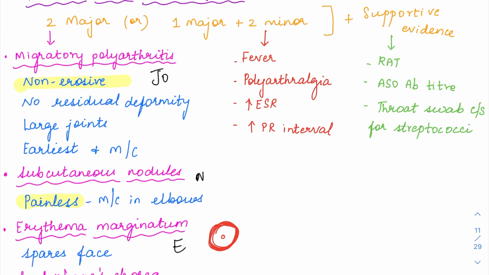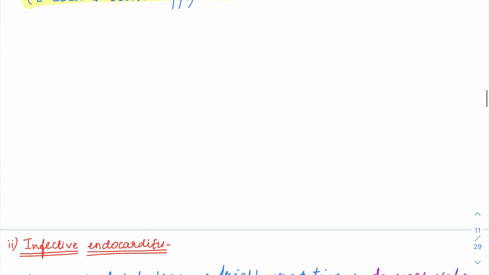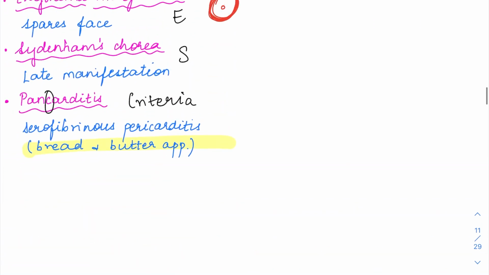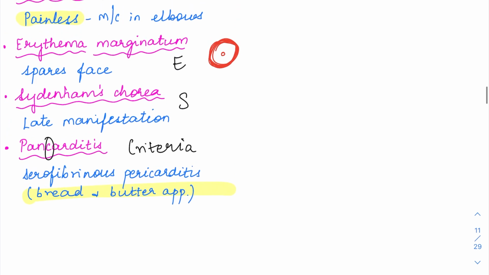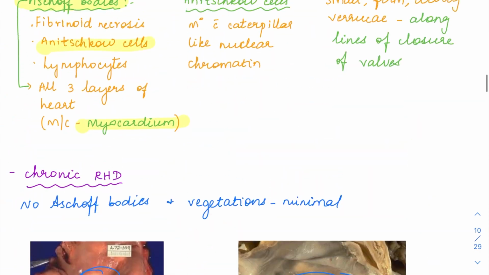For that we need to do either a rapid antigen test for streptococcal infection or ASO antibody titers, so anti-streptococcal antibodies, or we can do a throat swab culture and sensitivity for the streptococcus. So using these revised Jones criteria, we can diagnose RHD. For RHD, remember about the strains, post-pharyngitis, and the age group. And about age group, I'll mention one other thing.